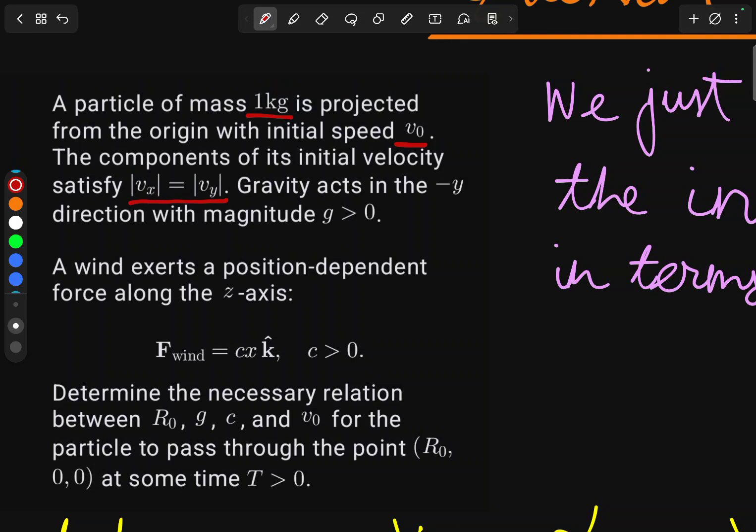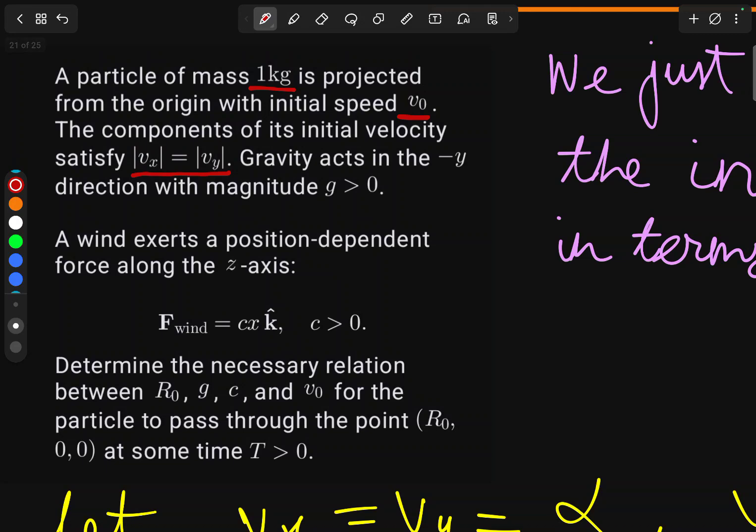along the x-axis is going to be the same as the initial speed along the y-axis, and the gravity acts in the minus y direction with magnitude g greater than 0. So basically the gravity is going to be acting downward along the vector minus y cap, right? Simple as that. Now, a wind exerts a position dependent force along the x-axis, which is F wind equals C x cap, where C is greater than 0. And we are supposed to determine the necessary relation between R0, g, C and v0 for the particle to pass through the point R0, 0, 0 at some time t greater than 0.